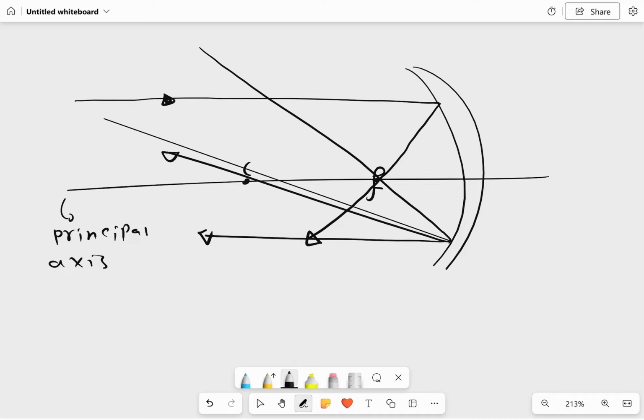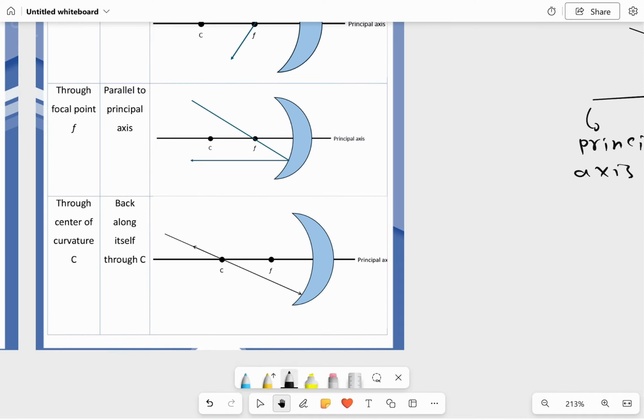So we have three rays. A ray parallel to the principal axis is going to be reflected through the focal point. If it's going through the focal point, it's going to be reflected parallel to the principal axis. If it's going through the center, it's going to go back through the center. These three rays are really important.